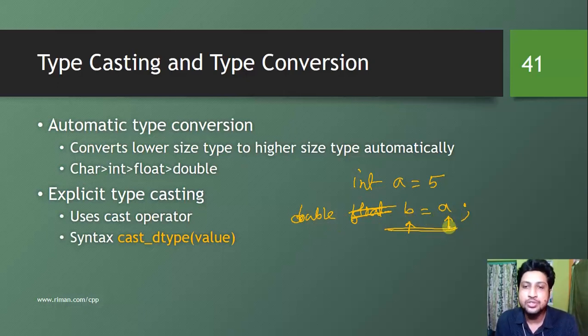The size required for an integer is 4 bytes, whereas for double we require 8 bytes. That's why whenever this kind of statement is executed, the value of a is automatically converted to the double data type.